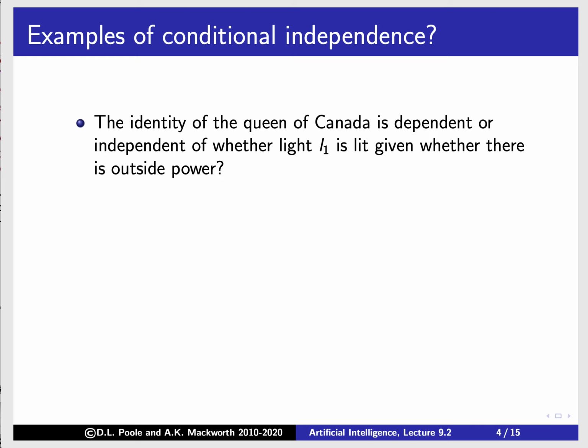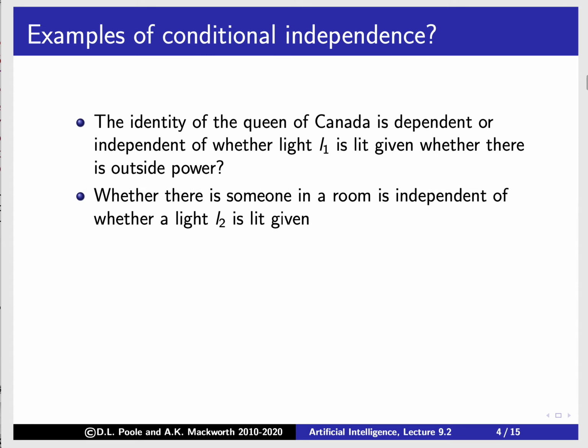Okay, so let's write that down. Here are a few examples. The identity of the Queen of Canada: think about whether it's dependent or independent of whether L1 is lit, given there is outside power. Well, it's sort of irrelevant, so it's independent.